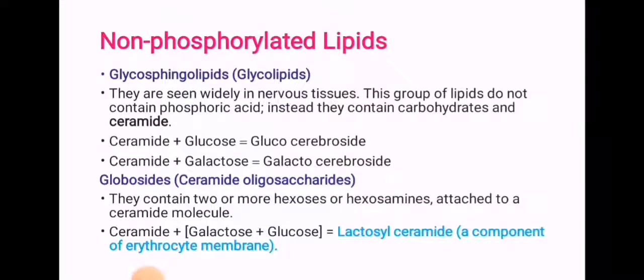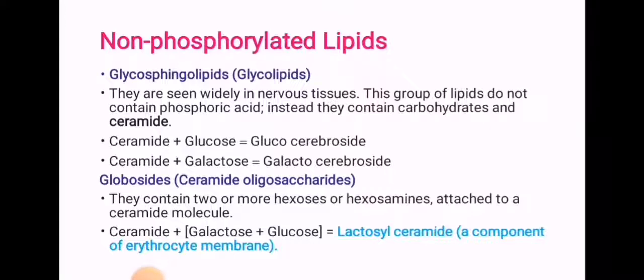Non-phosphorylated lipids. Glycosphingolipids or glycolipids are seen widely in nervous tissues, and this group of lipids does not contain phosphoric acid, but instead contains carbohydrates and ceramide. So ceramide plus glucose. Ceramide, what is ceramide? It is a sphingosine with a fatty acid. Ceramide plus glucose is glucocerebroside, and ceramide plus galactose is galactocerebroside.